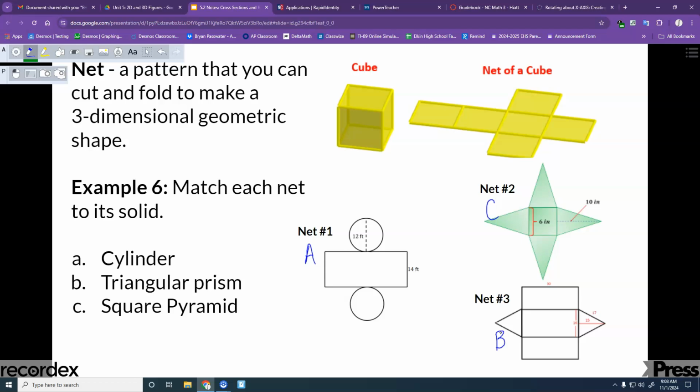Remember, on a pyramid, all of your lateral sides are triangles. So if it's a pyramid, there should be a bunch of triangles in it, right? If it's a prism, what are all your lateral sides? Rectangles. So it should have a lot of rectangles in it. Maybe squares instead of rectangles, but it should have a lot of rectangles for those.